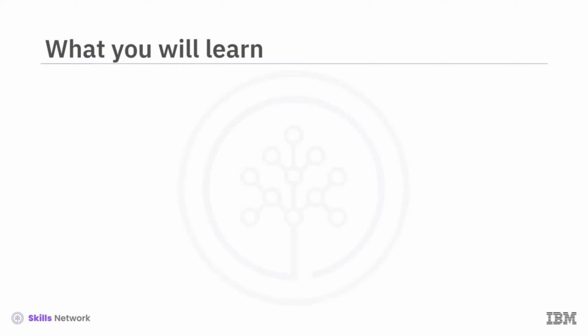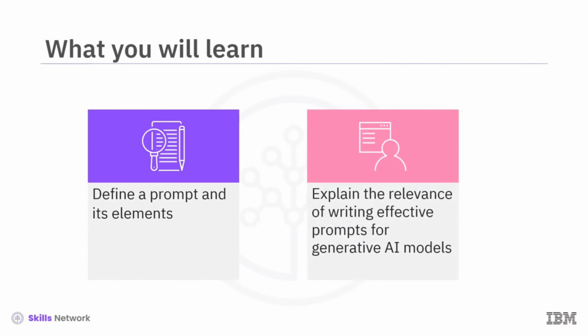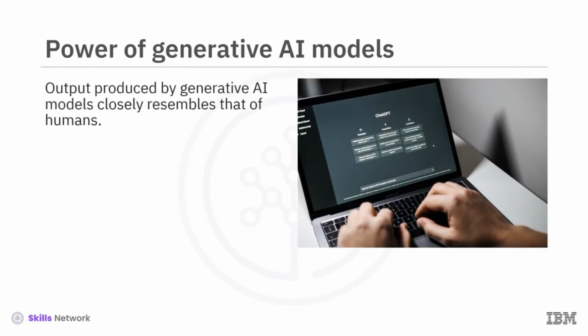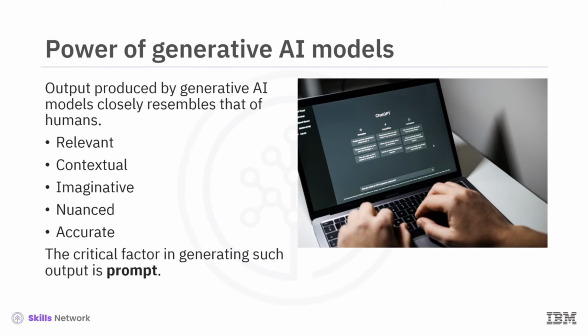Welcome to What is a Prompt? After watching this video, you will be able to define a prompt and its elements. You will also be able to explain the relevance of writing effective prompts to guide generative AI models to produce the desired results. One of the significant capabilities of generative AI models is that their output closely resembles what a human can produce. Relevant, contextual, imaginative, nuanced, and linguistically accurate. And one of the critical factors in generating this output is prompt.